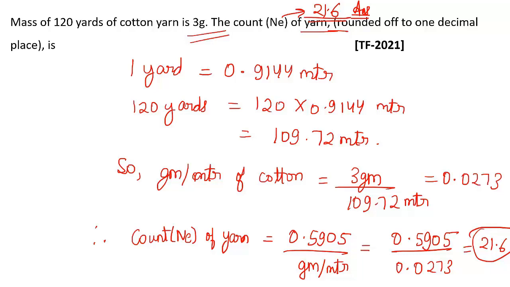Ne is the indirect count, and indirect count is calculated as 0.5905 upon gram per meter. And you just have to remember the relation between yard and meters. It is very important because the question was given in yards and you have to convert it into meter. If you do not know this relation, then you cannot solve this question, because in the count calculation you also have to find the gram per meter only. So just remember what is yard, what is pound, and what is the value of pound. 1 pound is equal to 453.5 grams. So on. You can calculate these types, and you must learn these basic calculations and basic formulas for textile calculation. Now coming on to the next question.